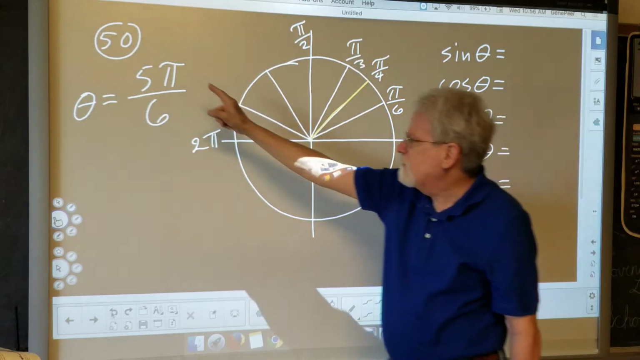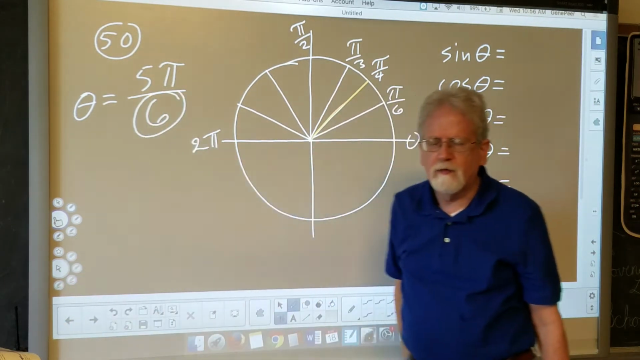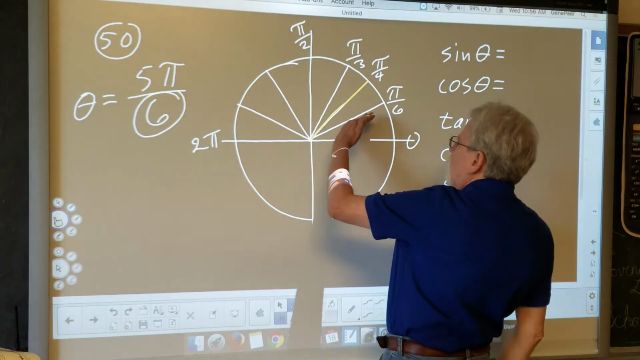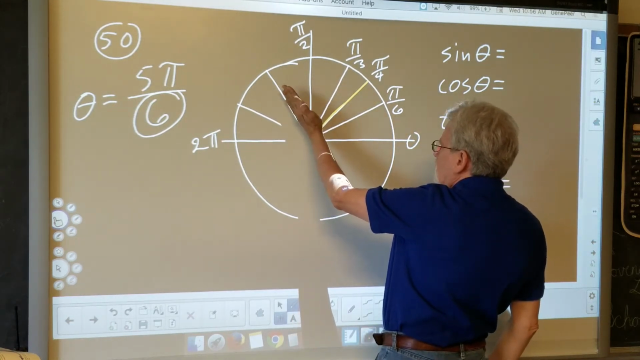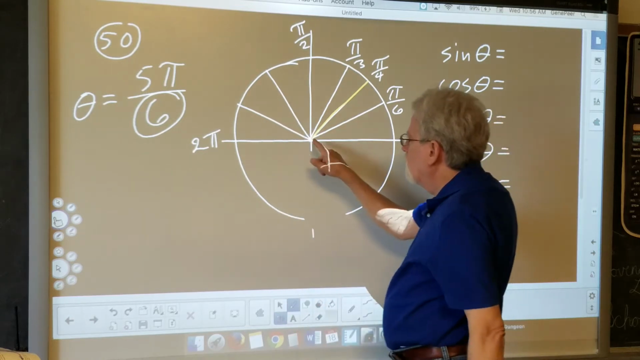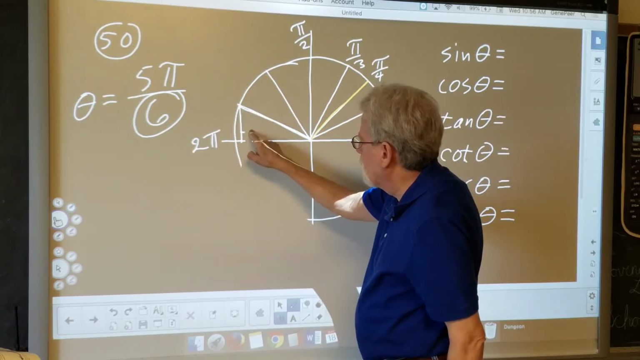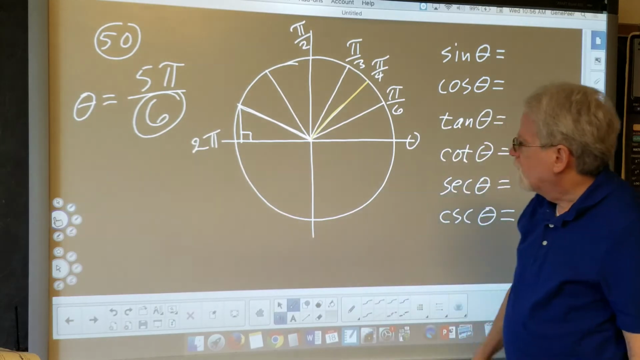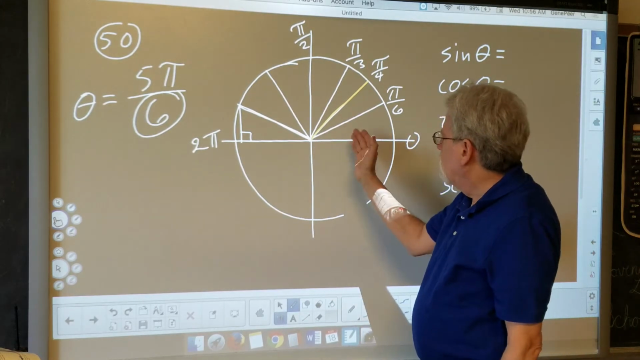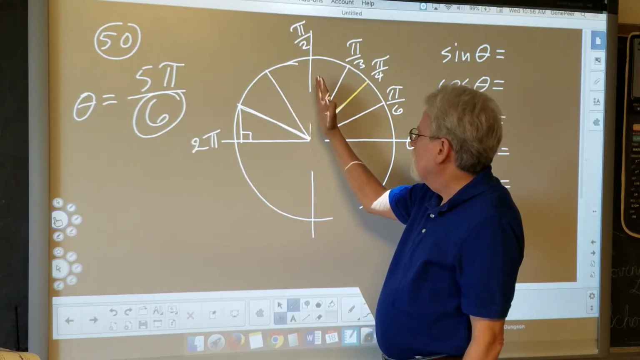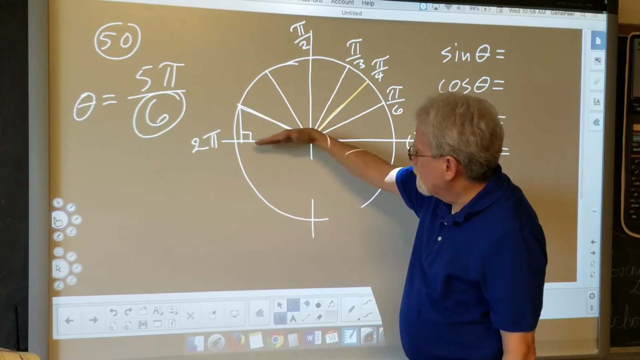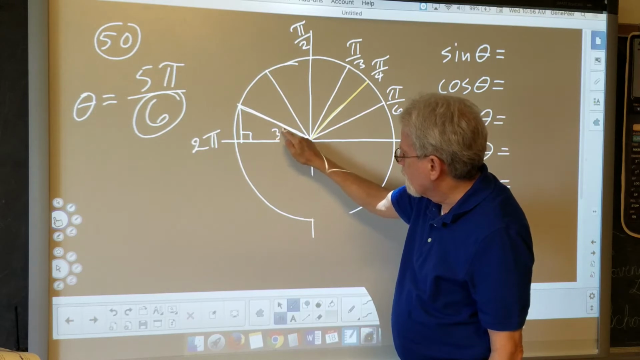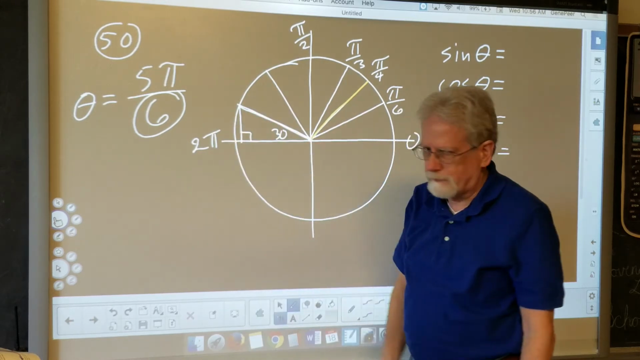So to find 5 pi over 6, let's count by sixths. That's 1/6 pi, 2/6, 3/6, 4/6, 5/6. We're sitting right here. We make our little right triangle. So that is what kind of angle? That would be 30, 60, 90, 120, and 150 degrees. Better known as 30 degrees from the horizontal.